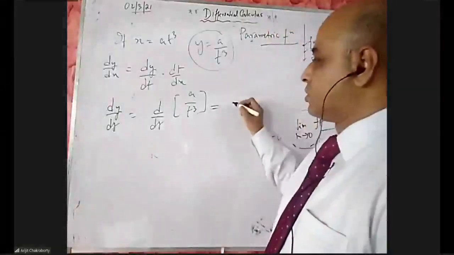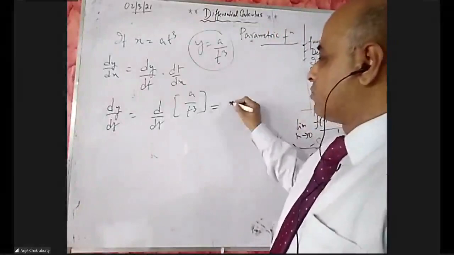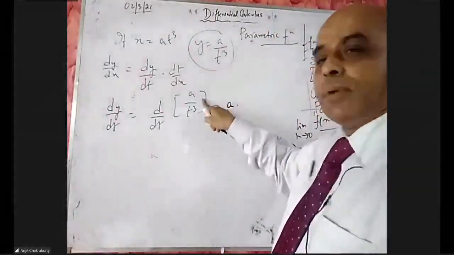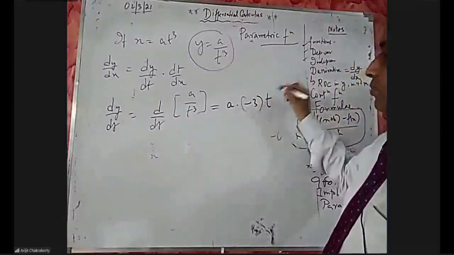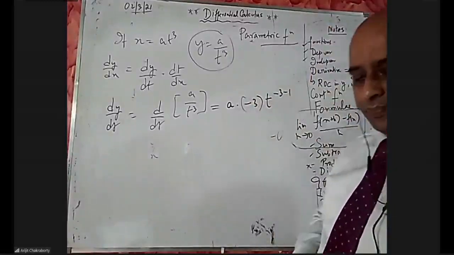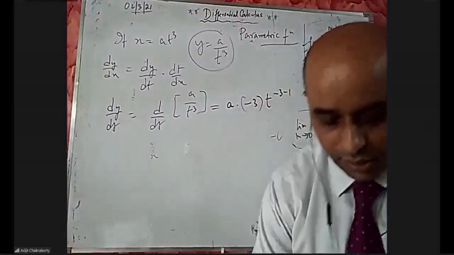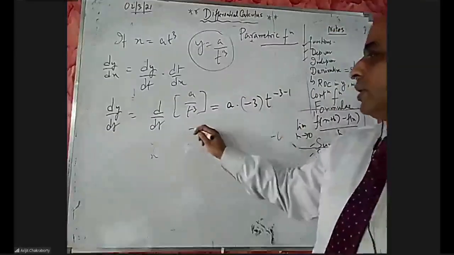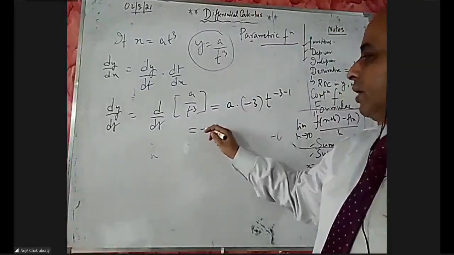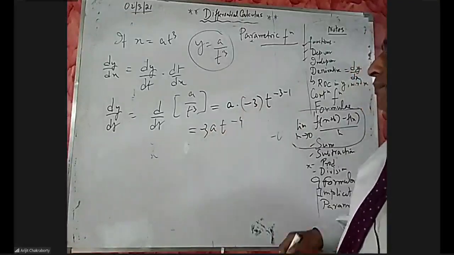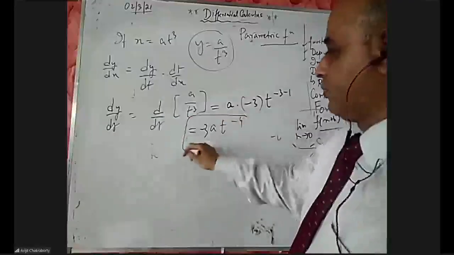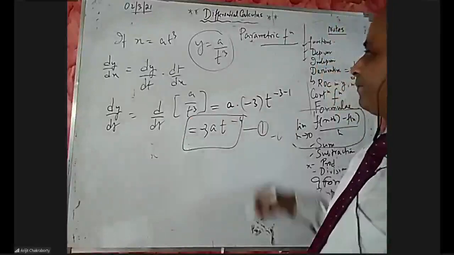So this is equal to a comes out, t to the power minus 3. So I can write it as minus 3 t to the power minus 3 minus 1. I can write this in this form. So this becomes minus 3a t to the power minus 4. First expression, I will keep it under a box and call it 1.